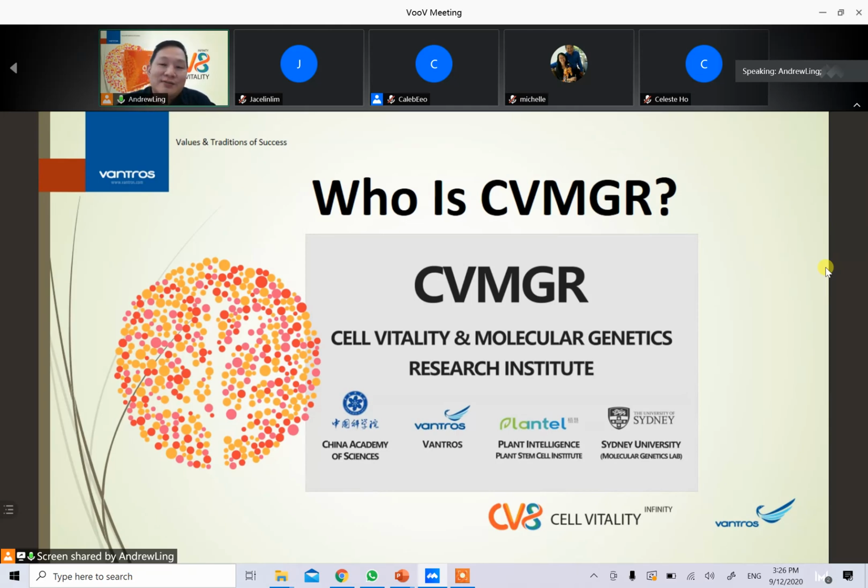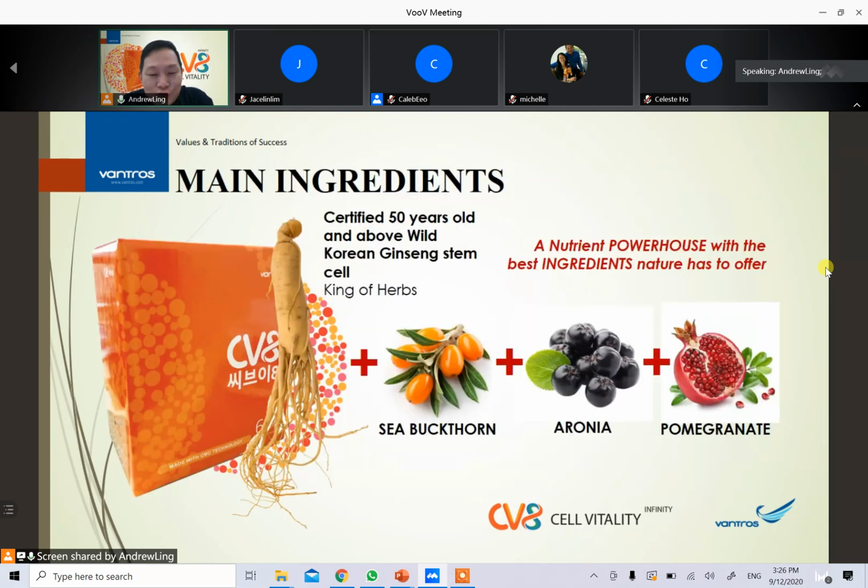That is why the ingredients used in this CV8 are actually very unique as well. In actual fact, there are four ingredients that are used in this CV8. Okay, first of all, it is the certified 50 years old and above wild Korean ginseng stem cell. And of course, it comes with Cibatol, Aronia, and pomegranate as well. So these are the four ingredients.